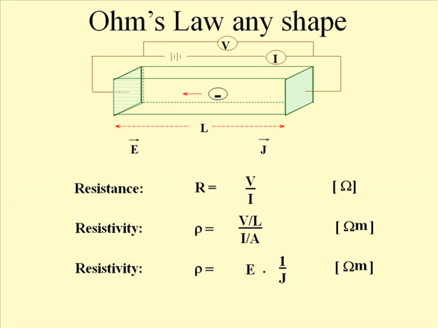Instead of multiplying the second equation by area and dividing by length, you can do the same thing. You can divide the top line by length and divide the bottom line by area. And voltage divided by length is just an electric field E, and current I divided by area is just a current density J. So the second equation is also the same as the last equation, which is resistivity is equal to the electric field multiplied by 1 over the current density. And this is Ohm's law for rocks.